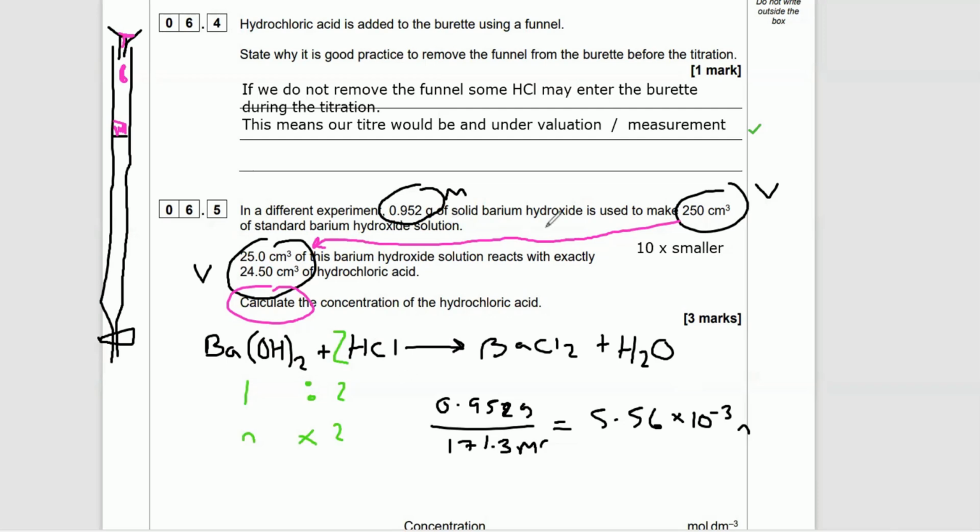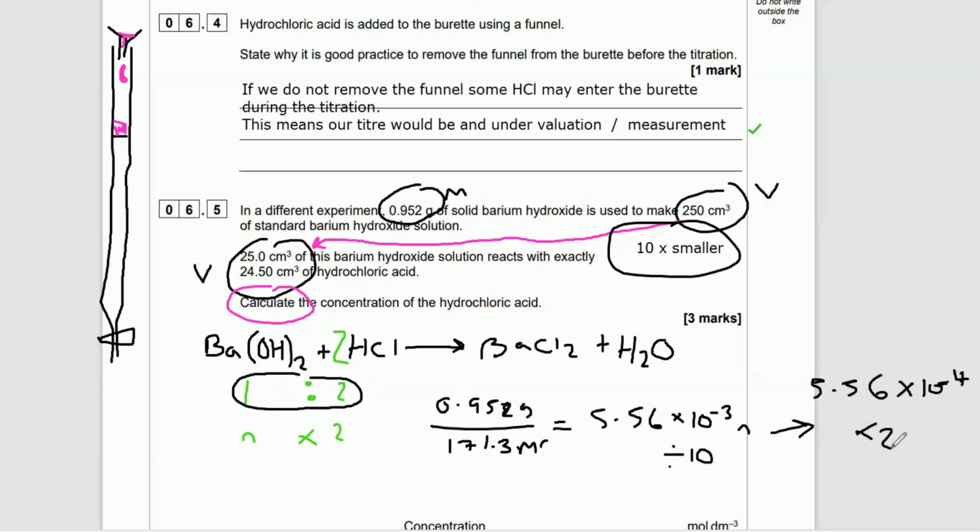Now that was in the 250 centimeters. What we have to remember actually is that we only used a tenth of this. So actually we need to divide that by 10 because it's going to be a smaller amount that we actually used. We took 1/10, 25 centimeters from the 250. Sometimes you've got to times it by 10. In this particular question, we have to divide by 10 because we're taking a tenth of those moles in the 0.952 grams. Then that's our moles of barium hydroxide. And that gives us 5.56 times 10 to the minus 4 moles of barium hydroxide.